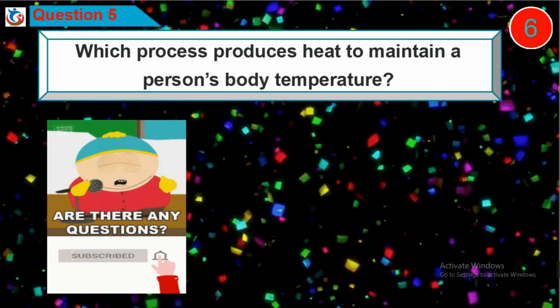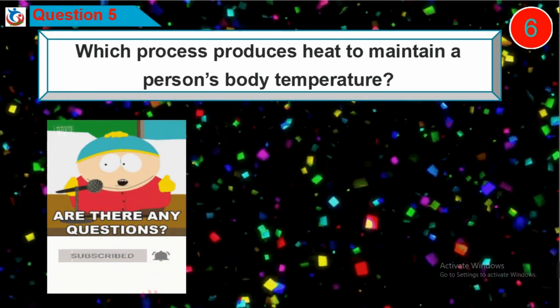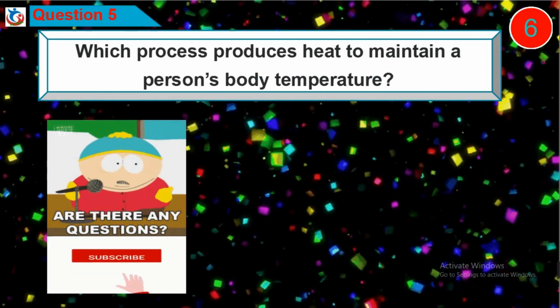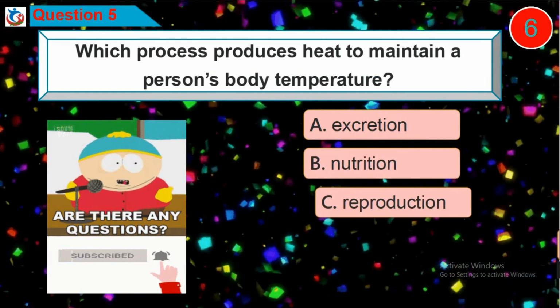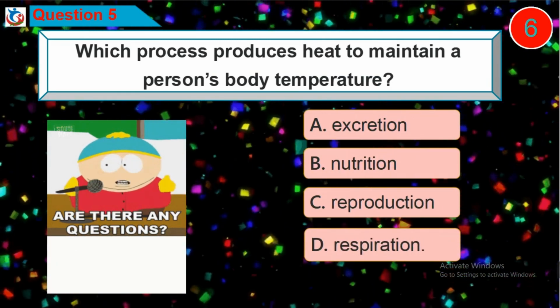Question 5. Which process produces heat to maintain a person's body temperature? Is it option A, B, C, or D?